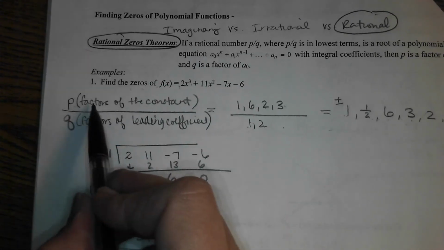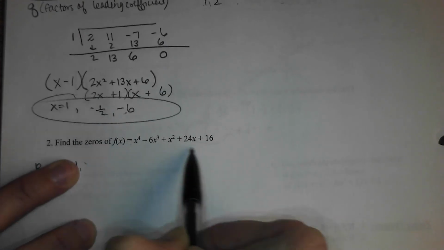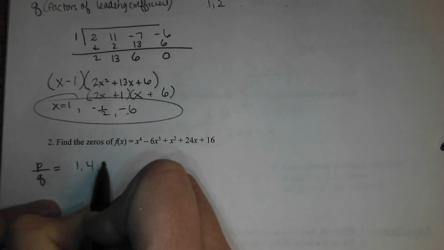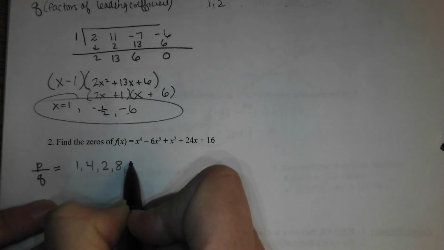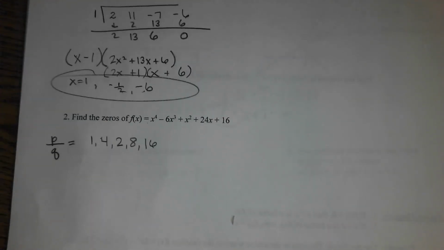Your P's are your factors of the constant. What's the constant in this polynomial? The constant number is 16, so what are the factors of 16? He didn't say 1 because I already had it written down. But 1 and 16, 2 and 8, 4 and 4. You don't repeat the 4.